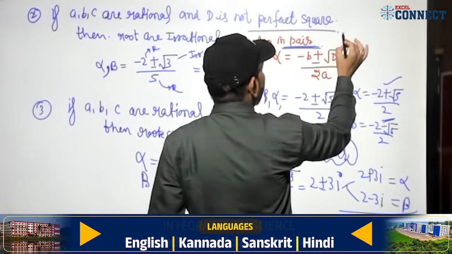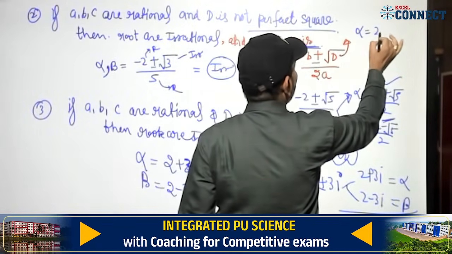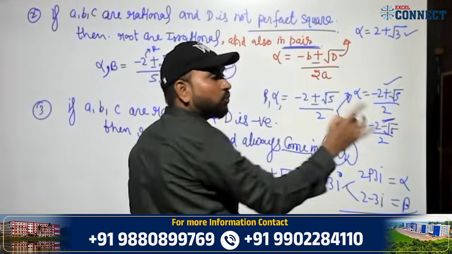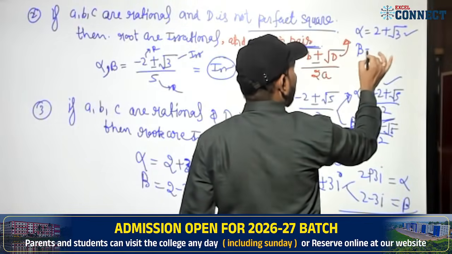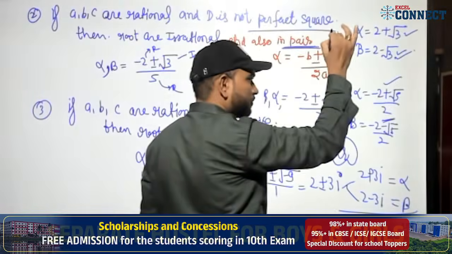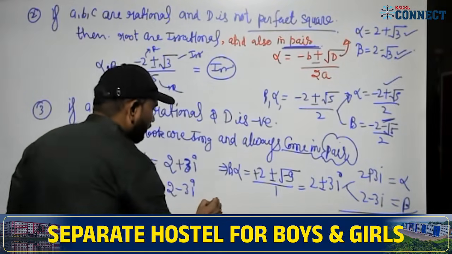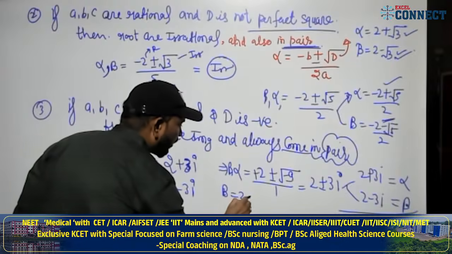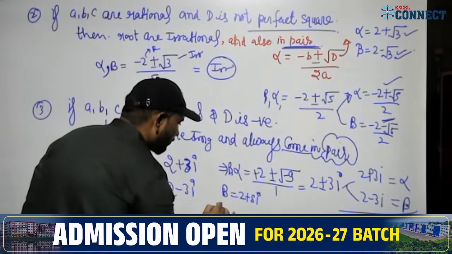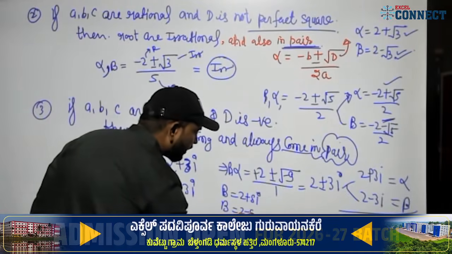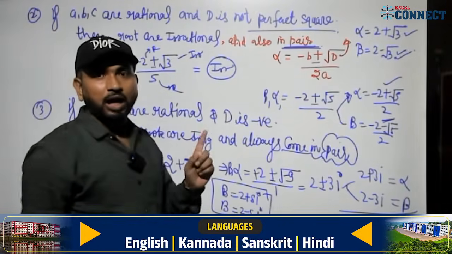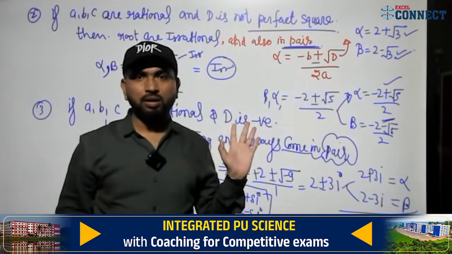See here, if they are giving one root as 2 plus root 3, then the other root, you already know, will be 2 minus root 3. 100% guarantee this only will come. If beta is given as 2 plus 5 iota, then 100% guarantee the other is 2 minus 5 iota. So the roots always come in pairs. I am taking one good question, then you can solve this question.